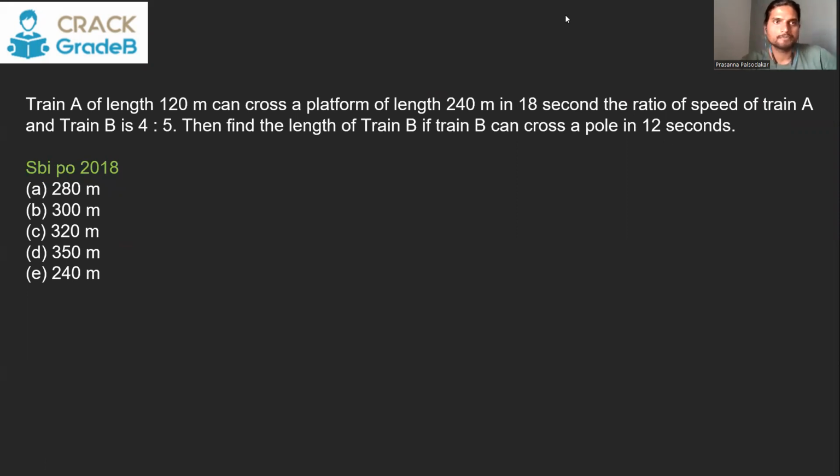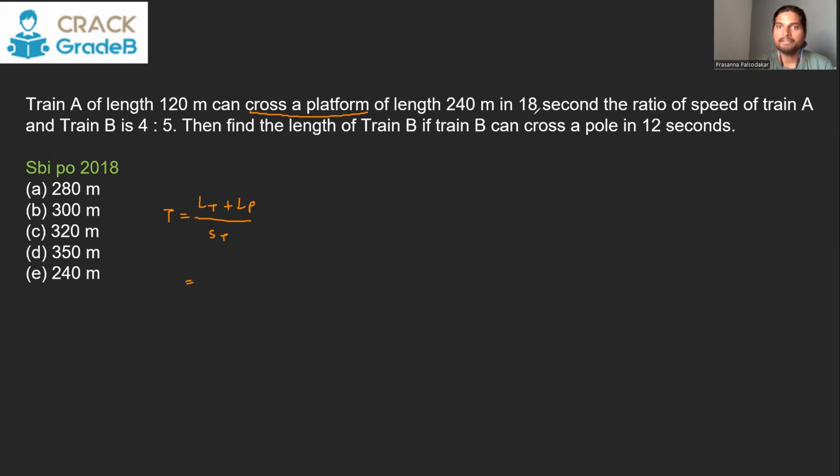Okay, let's start with this one. Train A of length 120 meters can cross a platform of length 240 meters in 18 seconds. The ratio of speed of A to B is 4:5. So, time to cross a platform. Just recall the formula: time to cross a platform is length of train plus length of platform upon speed of train.